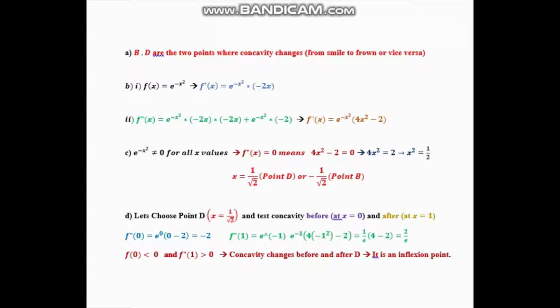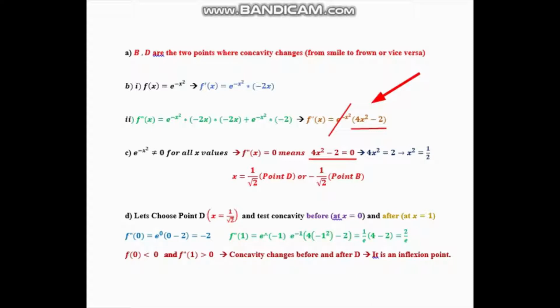So when we set this expression to 0, we are in fact only setting the second part of the expression to 0, because we know that this component shall never equal 0. So you can just disregard it. So I just need to solve 4x squared minus 2 equals 0.